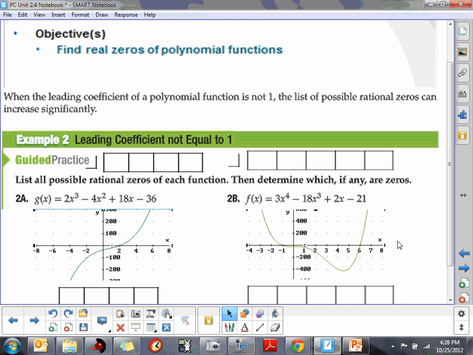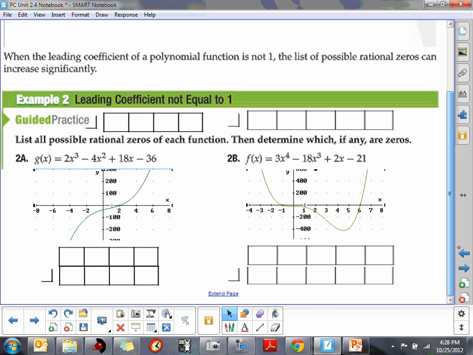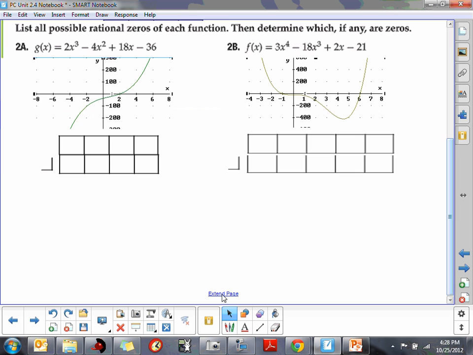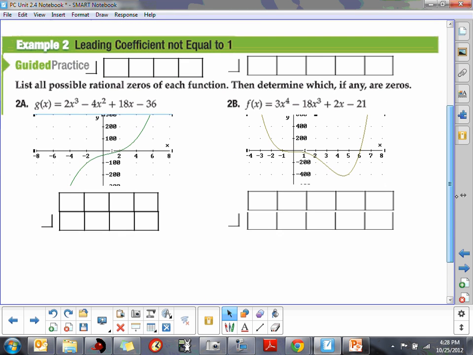Okay, the second slide that we're going to look at, or second video we're going to look at, the only change in this one is that the leading coefficient is not equal to 1. All this does is it increases the number of possibilities of our rational zeros. So no change in our plan here. Everything stays consistent except that our possibilities expand a great deal.